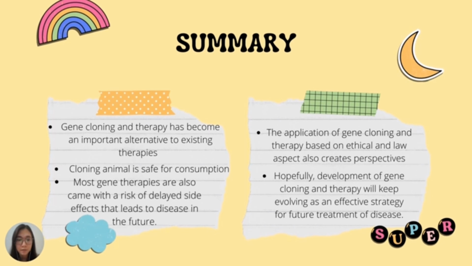In the application of gene cloning and therapy, there are several perspectives dealing with ethical and law aspects, especially human rights, and the application should be based on it. In order to do that, the improvement of gene therapy and technology is all regulated with careful clinical trials. Hopefully, the development of gene cloning and therapy will keep evolving as a technology that generates an effective strategy for organ transplant and also determines the future treatment of disease.